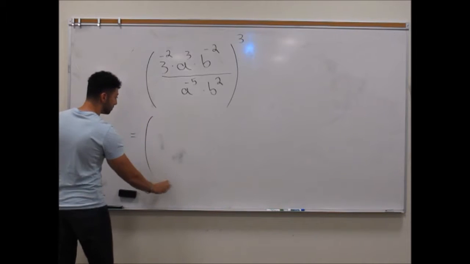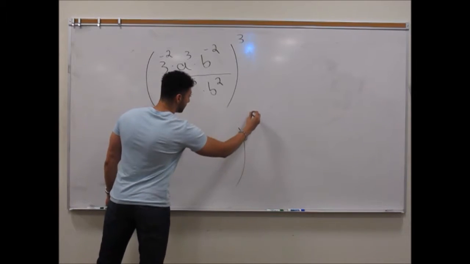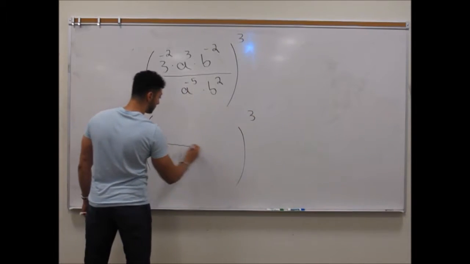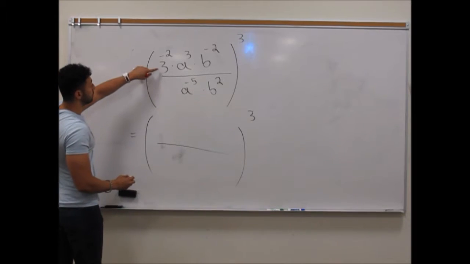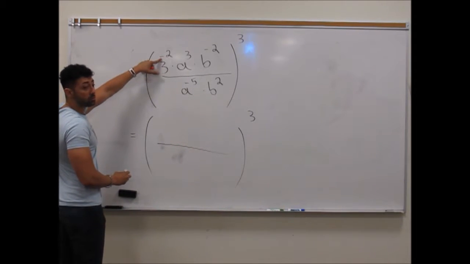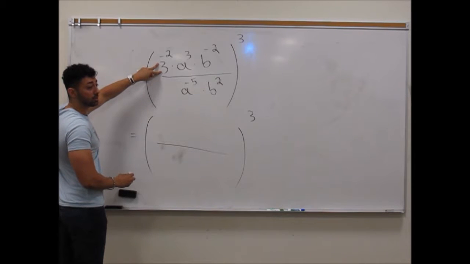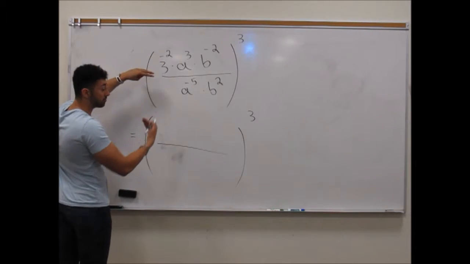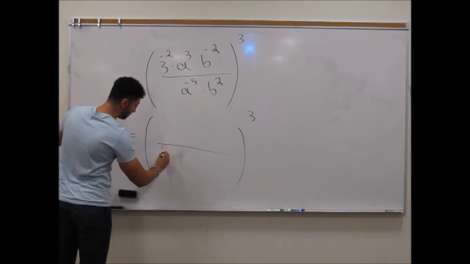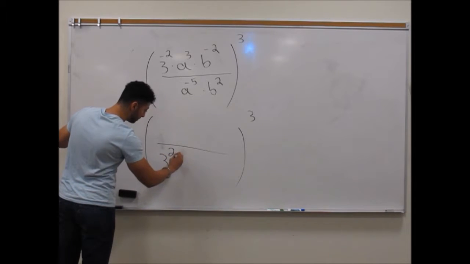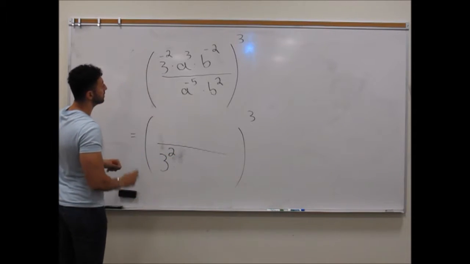So let's open up this huge parenthesis that we're going to need. Cubic power, there's a division bar. There's a negative exponent here, so I know that this base is sitting in the wrong part of the division bar. It should be sitting on the bottom, but with a positive exponent. So I've taken care of this guy here.